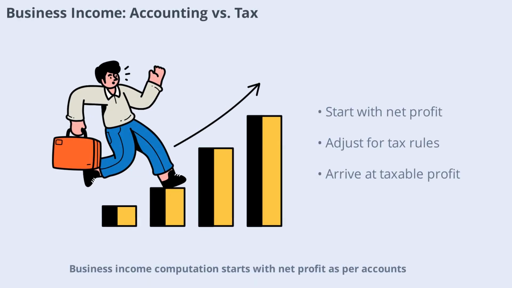Business income computation starts with net profit as per accounts, but tax rules require adjustments. Add back disallowed expenses like personal drawings or excessive depreciation and deduct allowable items not in the accounts, such as tax depreciation. This ensures only the correct taxable profit is considered.